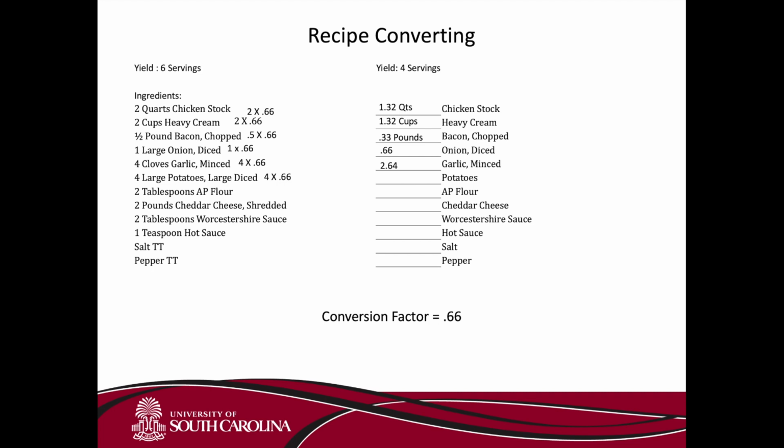Same thing with our potatoes here. You're looking at 4 large potatoes originally. We're going to convert those down, and you're going to be at 2.64, so just over 2.5 large potatoes is what you're going to need. Our tablespoons of all-purpose flour are going to be 1.32 tablespoons. This is 1 1/3 tablespoons. And if we know our conversion factors, we know that there are 3 teaspoons in a tablespoon. So it's 1 tablespoon and 1 teaspoon there is what we're looking at.